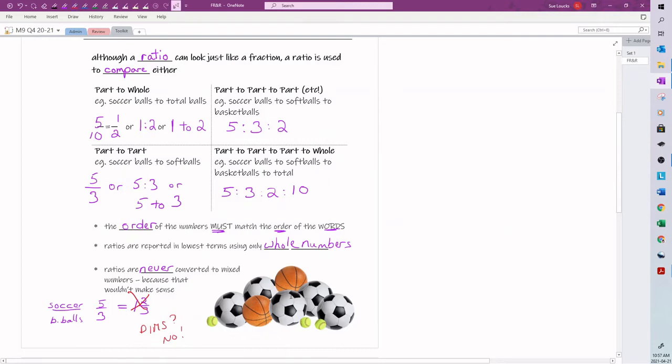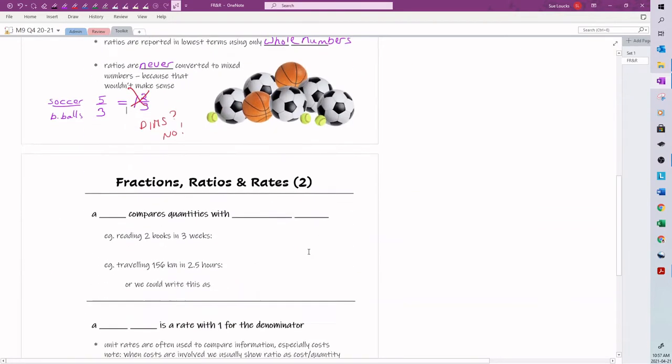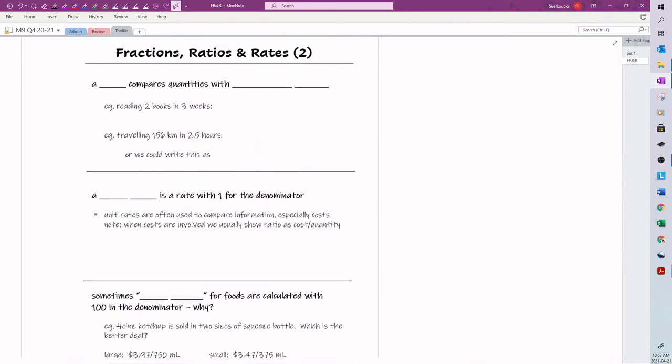Okay, let's continue. Now we're going to talk about rates. A rate compares quantities with different units.